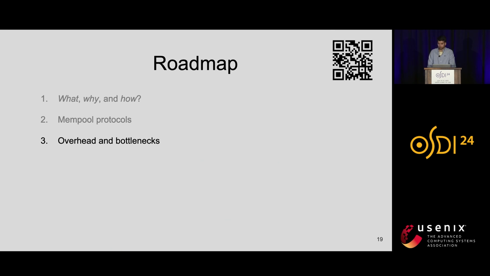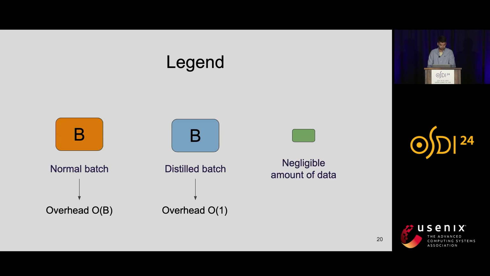Now let's take a little bit of a look into what the overhead of this technique is and what the bottlenecks are. For this section, just remember that a normal batch is going to be colored in orange, and has an overhead of B, where B is the number of operations in the batch, so B signatures, while the distilled batch in blue has a constant overhead of 1 signature for the whole batch. And green is simply a negligible amount of data, which doesn't really matter for network bandwidth usage purposes.